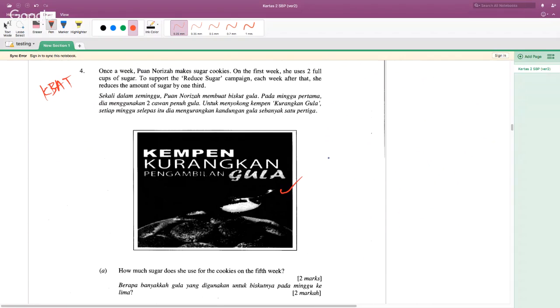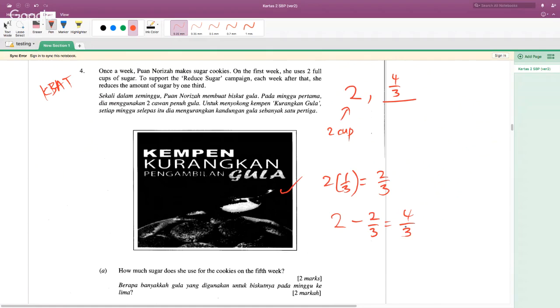So each week after that, she reduced the amount of sugar by 1/3. That means if at the beginning she has 2 full cups of sugar, then on the next week it reduces by 1/3. Reduce 1/3 means you still have 2/3. So if you have 2 cups and reduce 1/3, you will be left with 4/3, isn't it? So the next one will be 4/3.